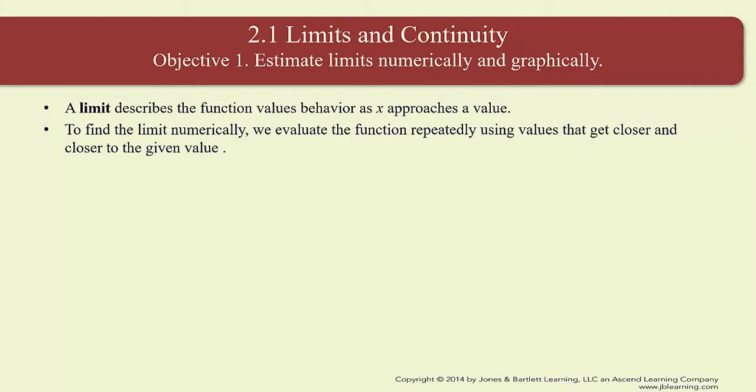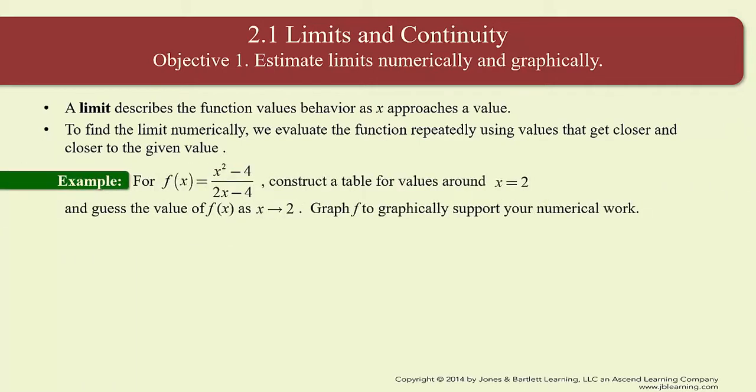And to do that, we're just going to evaluate a function for different values of x that get closer and closer and closer to a given value. So for example, let's consider the function f of x equals x squared minus 4 over 2x minus 4. And we're going to construct a table of values for x's that are close to x equals 2. Please note, x equals 2 is not in the domain of the function. x equals 2 would make the denominator 0, and we know you cannot divide by 0.